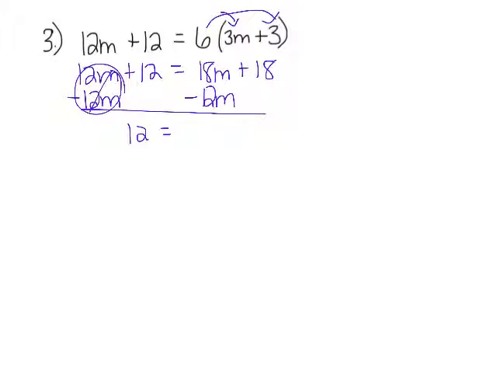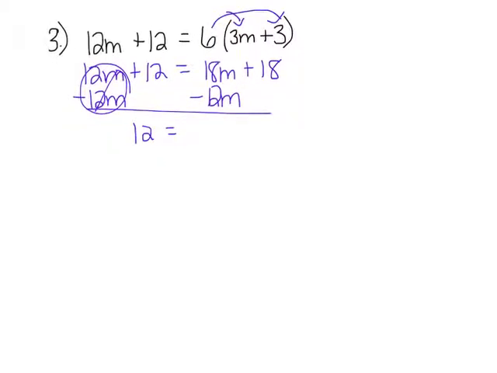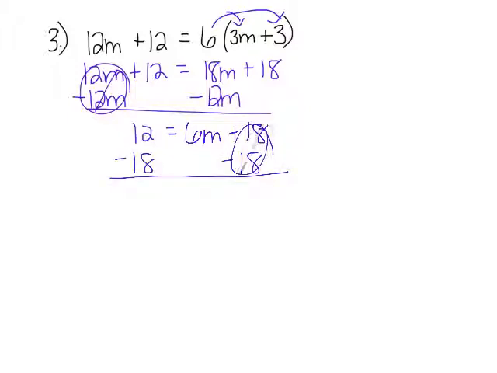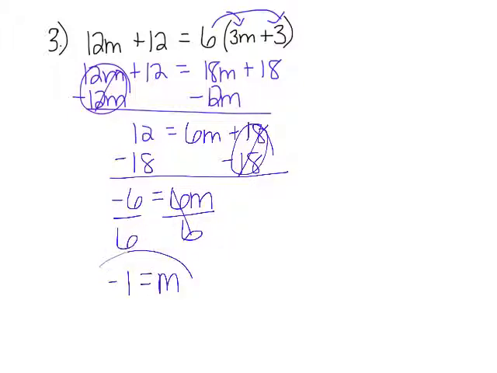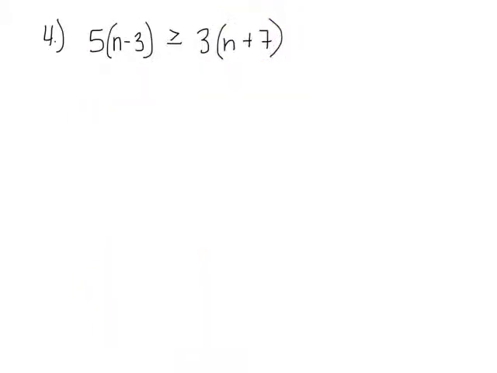So I have 12 equals 6m plus 18. I'm going to subtract 18 so that my 6m can stay by itself on that side. So I get negative 6 equals 6m. I'll divide by 6. So m equals negative 1. Go ahead and pause the video and try this one on your own.